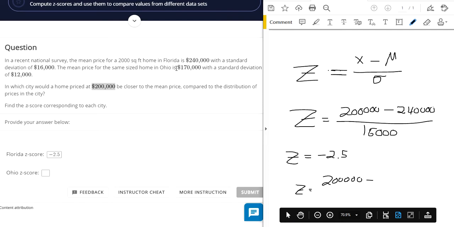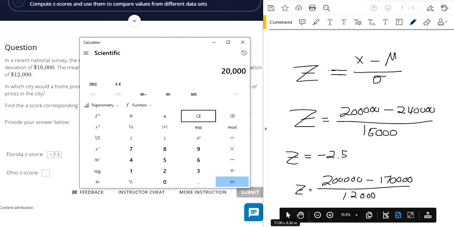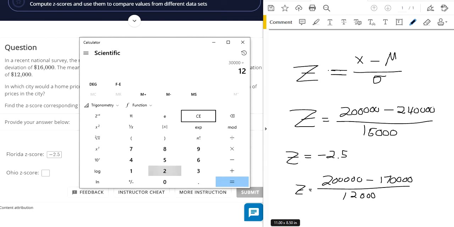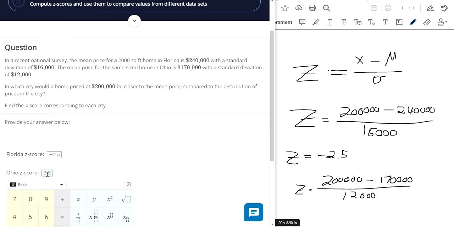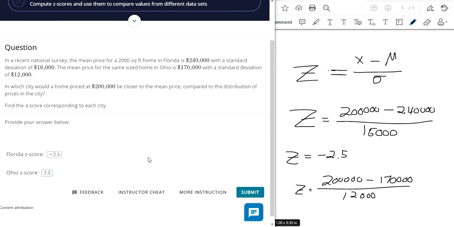So Ohio's mean is $170,000, and Ohio's standard deviation is $12,000. So we can already tell Ohio's going to be above average. This is an above average price for Ohio. So that's what z-scores do for us. Z-scores help us compare two values from different data sets.